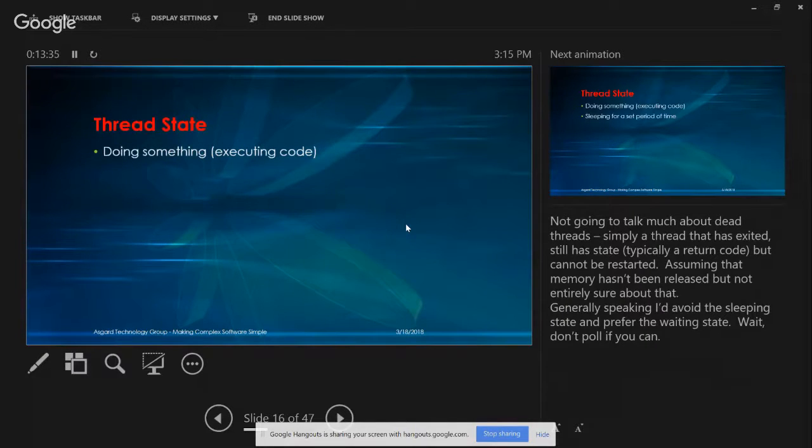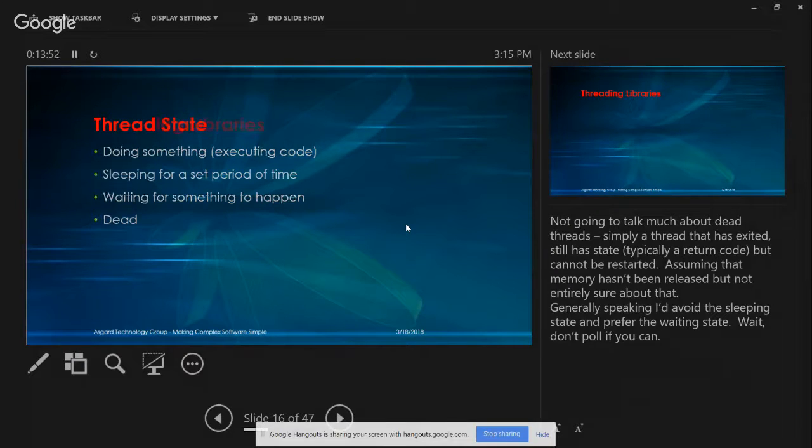If I mark something in red, it means I'm really going to go into this. So basically, thread state is doing something. You're either doing something, you're sleeping, which I wouldn't recommend. Holding is bad. You're waiting for something to happen. Basically, you're waiting for an event, or you're dead. Those are your states.